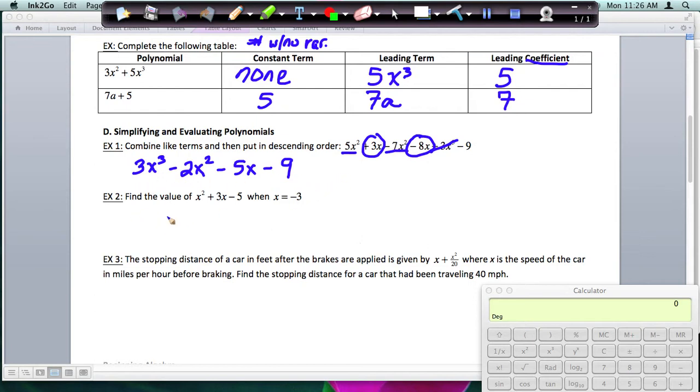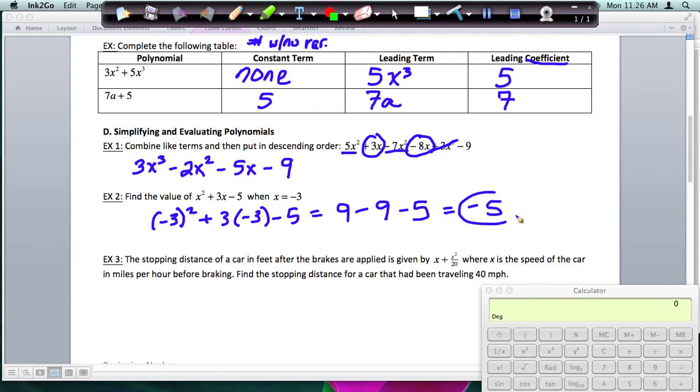Example 2 says find the value of x squared plus 3x minus 5 when x equals negative 3. So what that means is I'm plugging in negative 3 for x and solving, and you can do this right on your calculator. I'm going to go ahead and write it out. So negative 3 squared, remember this is in parentheses, you're squaring this whole thing, so that's a positive 9. And then 3 times negative 3 is negative 9 minus 5. And when you do this, you'll just get negative 5 as your answer. So that's the solution.